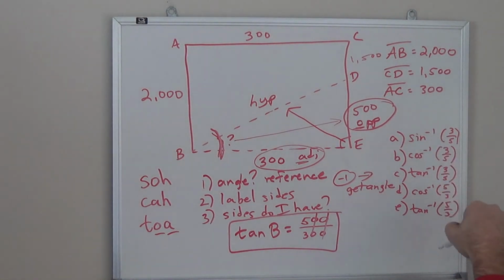In cases like this on the ACT, just ignore the -1. Just pretend it's not there. So we know the tangent of the angle is 5/3. If we wanted to figure out what the angle was in our calculator, that's what we would enter. But for now, that's what we're looking for.